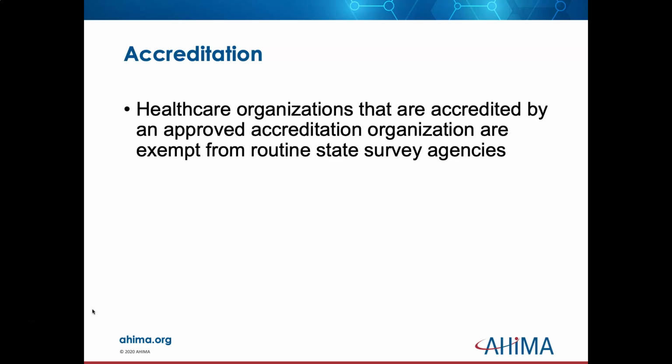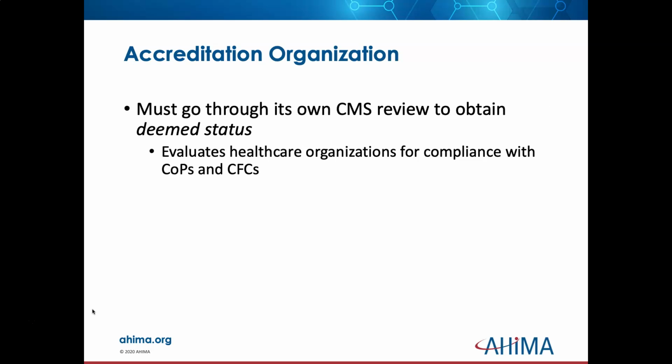And again, if you are accredited by an approved organization, and there's a list of them, then you don't get routine state surveys. If you choose not to go the accreditation route, then you will get a state survey. You will. Been there, done that, got the t-shirt. Okay, so accreditation organizations also must go through their own CMS review to make sure that their accrediting process is appropriate and that they are as strict as the government wants.